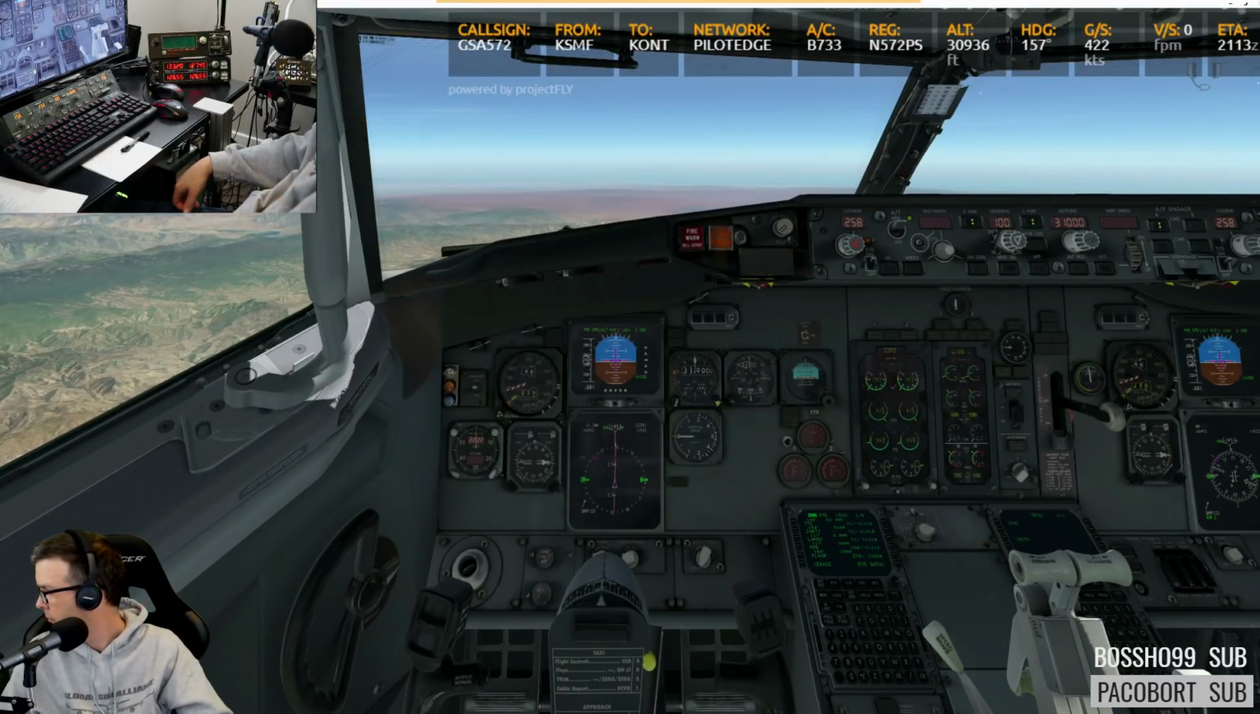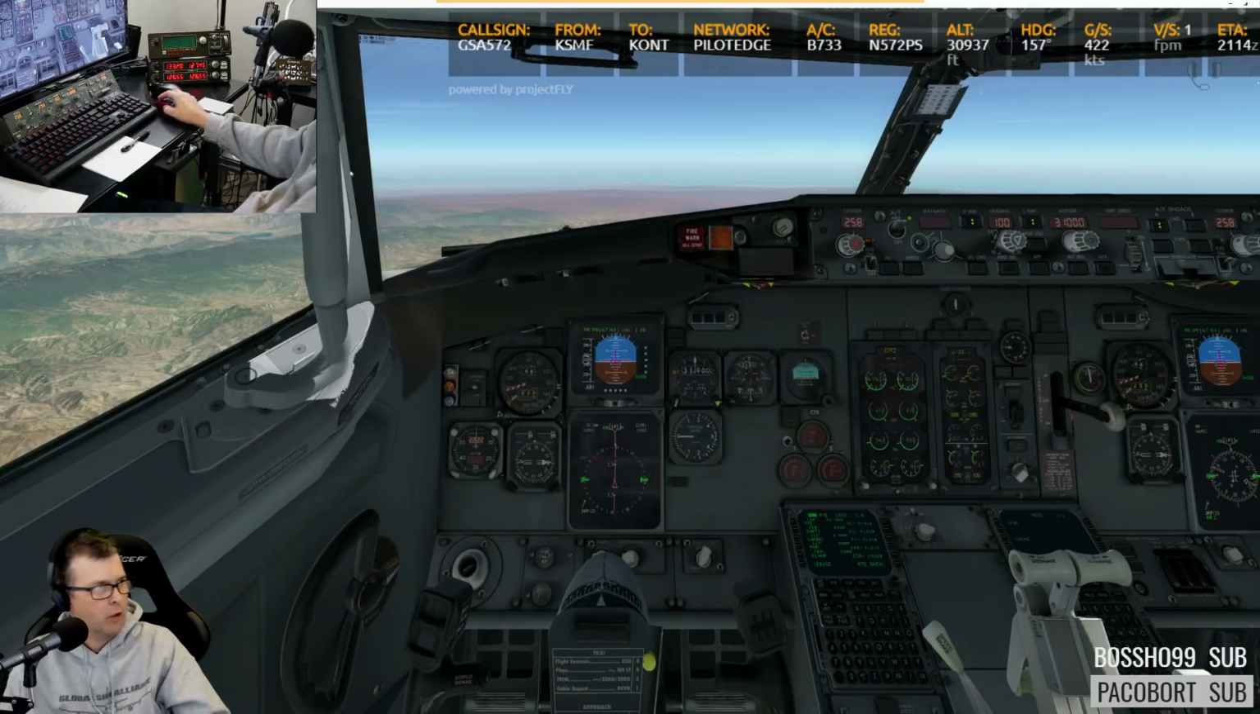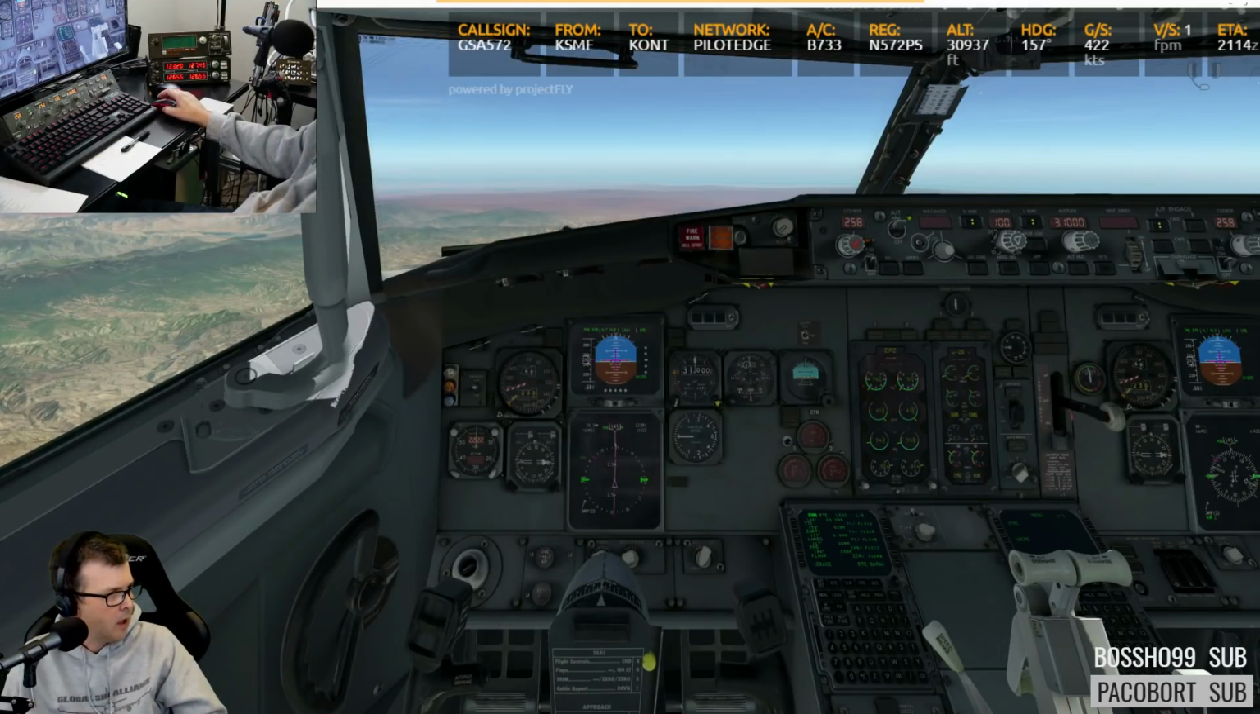FedEx 5150, traffic 12 o'clock, 30 miles opposite direction, 737, level 310. Oh, Garg's still up there. Roger, negative traffic, we'll look. FedEx 5150.